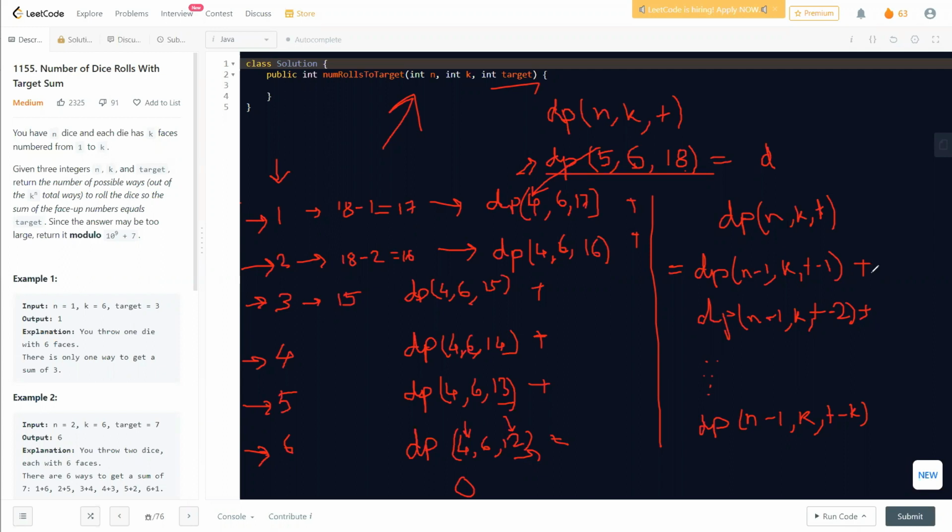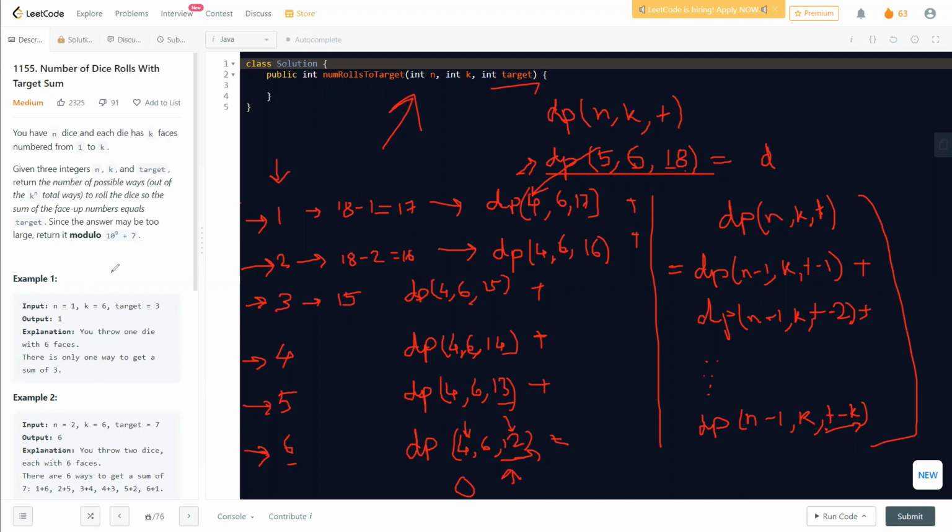Now, this is the exact case we end up with. We got DP of n, k, t, that is DP of n minus 1, k, target minus 1, plus DP of n minus 1, k, target minus 2. And similarly, we'll keep on adding all the values up to DP of n minus 1, k, target minus k. So that's the value we'll end up with, right? Because we have 6, so target was 18 minus 6, that is 12. So that was the last case we'll consider over here. So that's the summation we need to do, right?